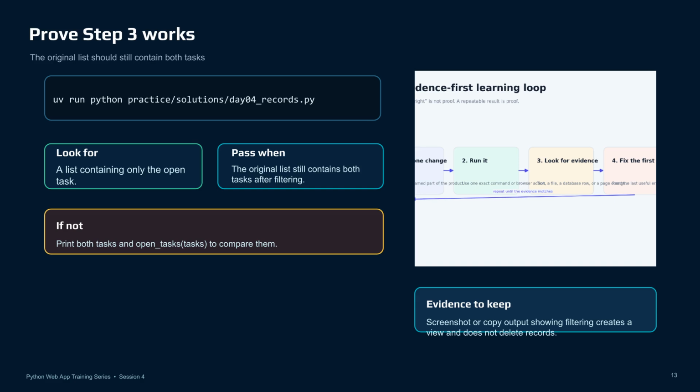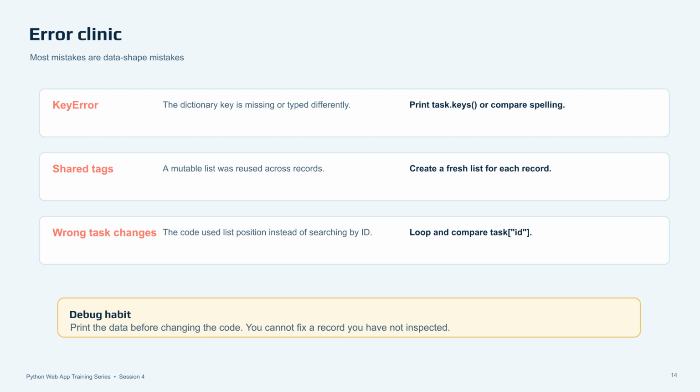Verify your filter works by checking that the original list remains intact after the operation. You should be able to see both your open and completed tasks in the original list, while your filtered list shows only the open ones. If you run into issues, treat them as data shape mistakes. Whether it's a key error or an unexpected tag issue, the best debug habit is to print your data before modifying your code so you can see exactly what you are working with.